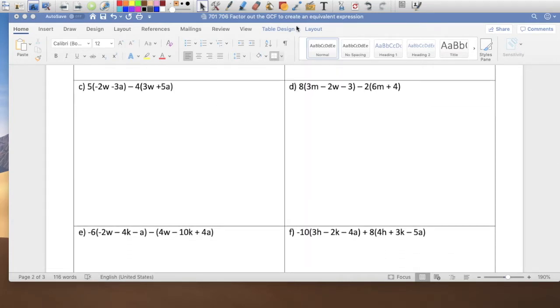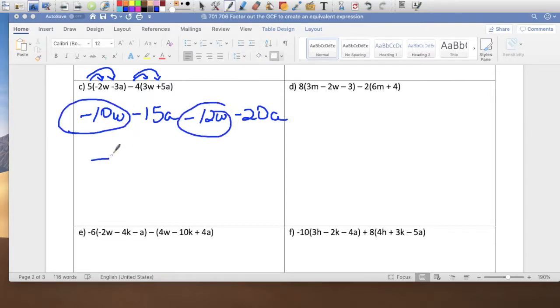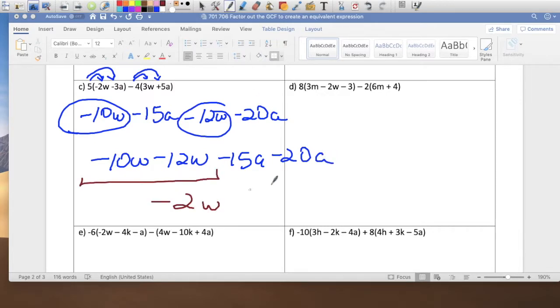Number 5. Again, it's the same thing, so we have to do the distributive property first to be able to combine like terms, right? So I get negative 10w minus 15a, right? Positive and negative, positive and negative. Now careful here, it's negative 4 times 3, so it's negative 12w, and negative 28. Combine like terms is this guy and this guy. I'm going to combine, I get negative 10w minus 12w minus 15a minus 28. If I combine like terms, these two become negative 22w, and these two become negative 35a.